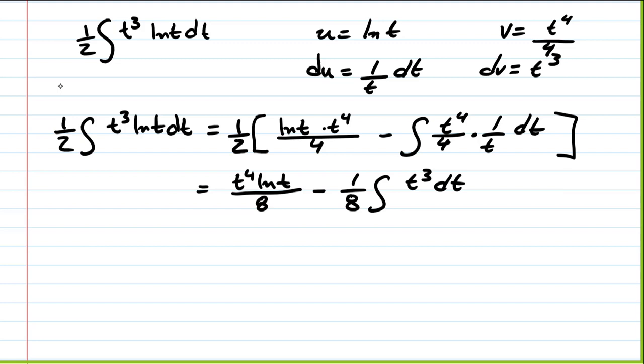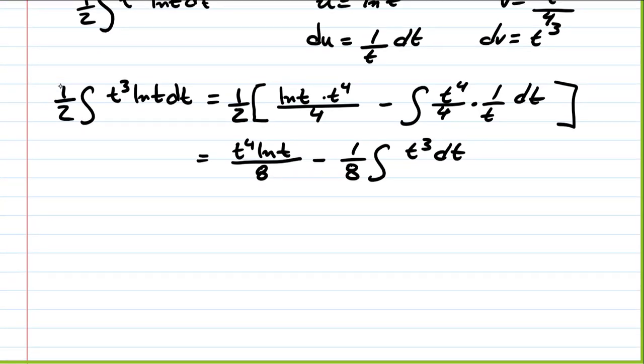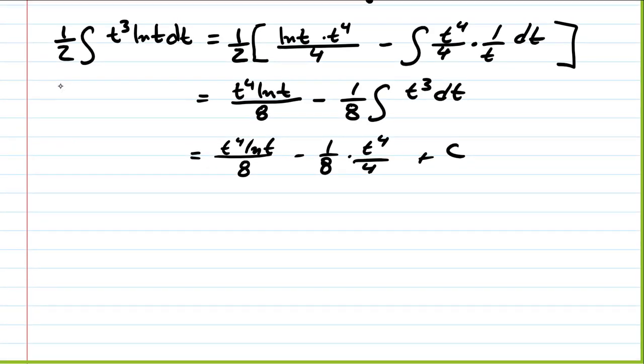So now we want to calculate this integral. So we get t to the 4th ln t over 8 minus 1/8. And the antiderivative of t cubed, oh, we've already done that. It is t to the 4th over 4 plus a constant. So finally, at the very end, we end up with t to the 4th natural logarithm of t over 8 minus t to the 4th over 32 plus a constant.